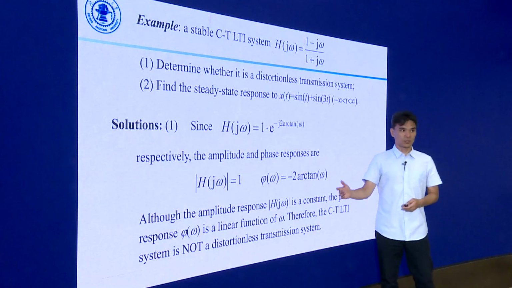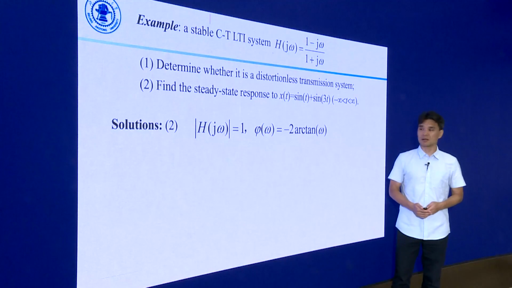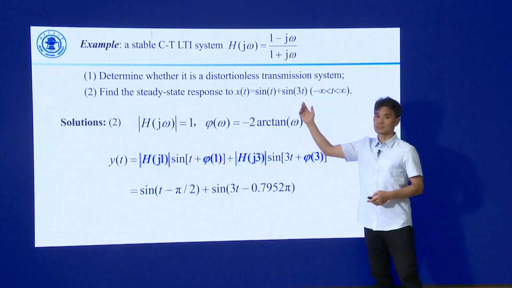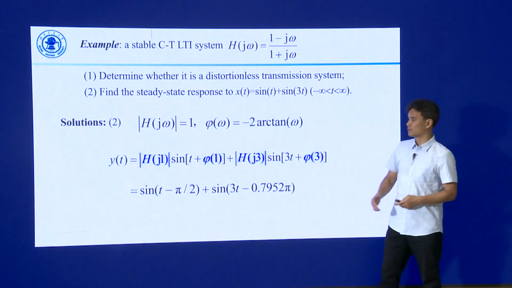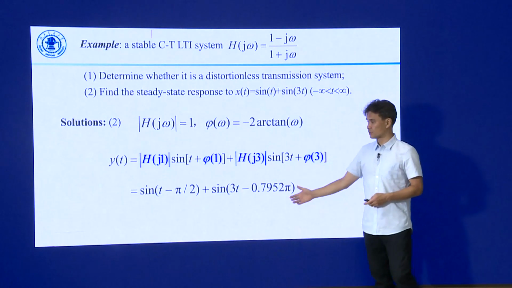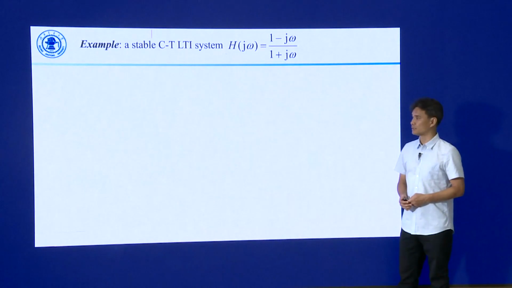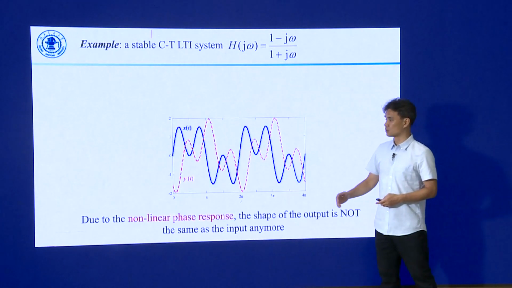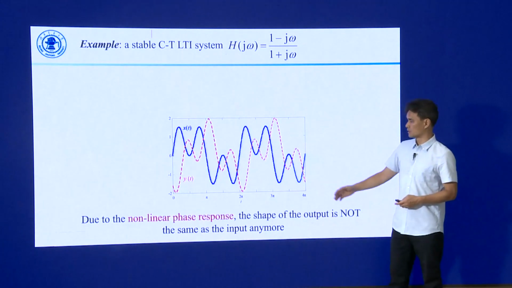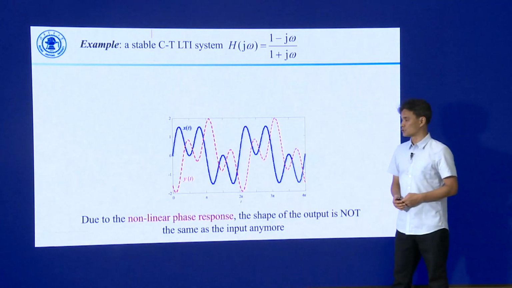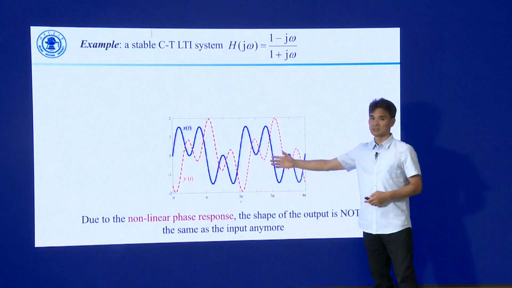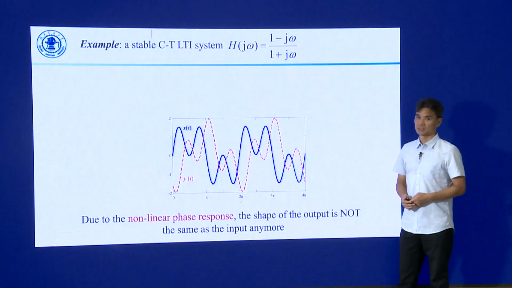But we can calculate the system's zero-state response. It is the sum of the two sine signals, but modified by the amplitude and phase response. And this is the waveform in the time domain. And graphically, we can show them. The blue one is the input signal, while the red dashed line is the zero-state response of the system. Clearly, the waveform is not the same as the input signal.